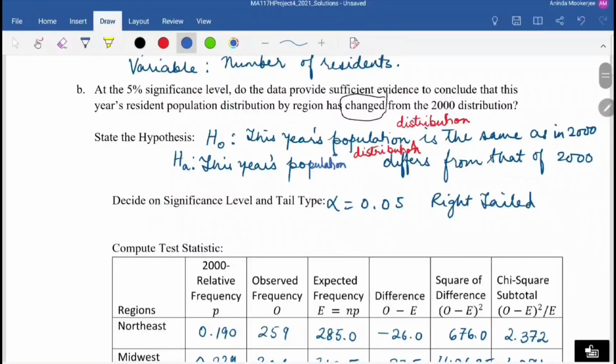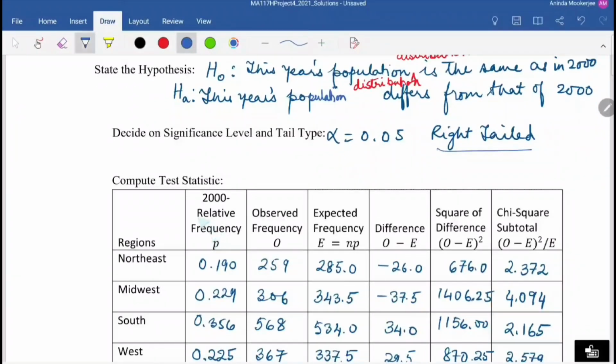Okay. After we state our hypothesis, we have to decide on significance level and tail type. So we were asked to perform the test on a 5% significance level. So your alpha is going to be 0.05, and all chi-square tests are right-tailed tests. Chi-square distribution is a right-skewed distribution, therefore the tests will also be right-tailed tests. So keep that in mind. It cannot be a two-tailed test or a left-tailed test. It will always be a right-tailed test. All right, don't make that mistake.